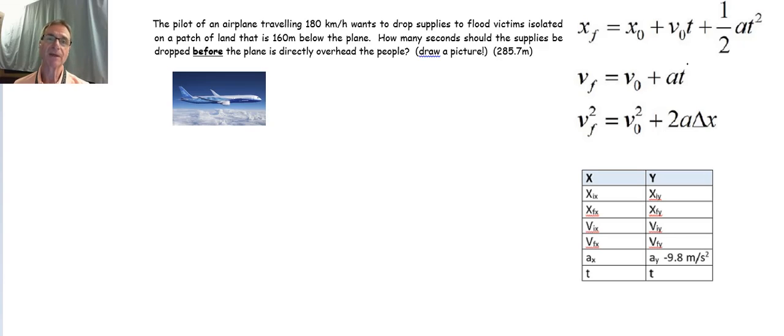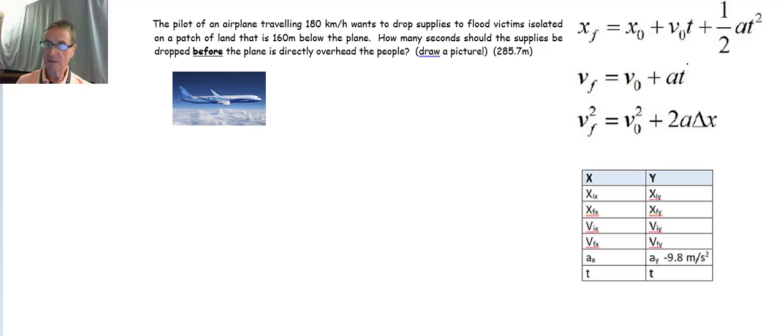Keith Onco here. Today what we're going to be looking at is yet another projectile motion problem. This one's a little bit different, but it's really analyzed in the same way. What we have here is a word problem that says that the pilot of an airplane traveling at 180 kilometers per hour wants to drop supplies to flood victims isolated on a patch of land that's 160 meters below the plane. How many seconds should the supplies be dropped before the plane is directly overhead the people?